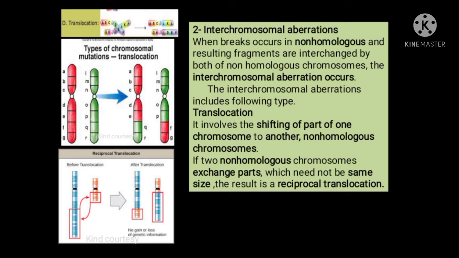Then we will see the other type, the interchromosomal aberrations. When a break occurs in non-homologous chromosomes and the resulting fragments are interchanged between the non-homologous chromosomes, the interchromosomal aberrations occur. The interchromosomal aberrations include the following types, that is, the translocation. It involves the shifting of part of one chromosome to another, non-homologous chromosome. If two non-homologous chromosomes exchange parts, which need not be of the same size, the result is a reciprocal translocation.